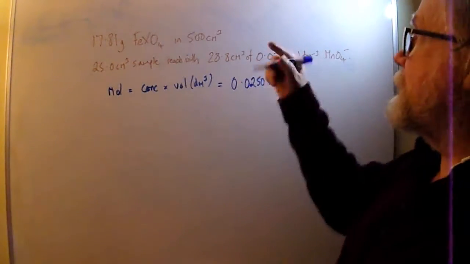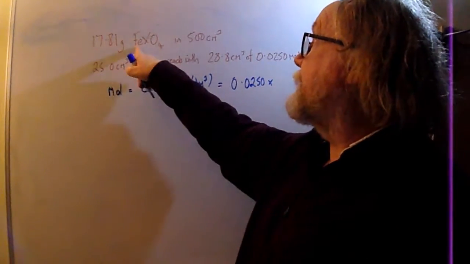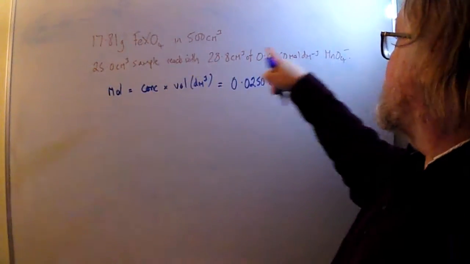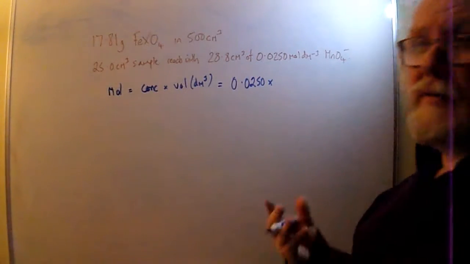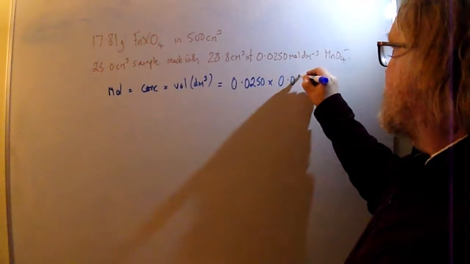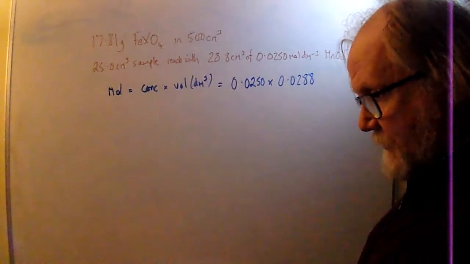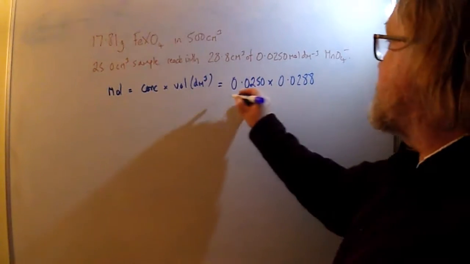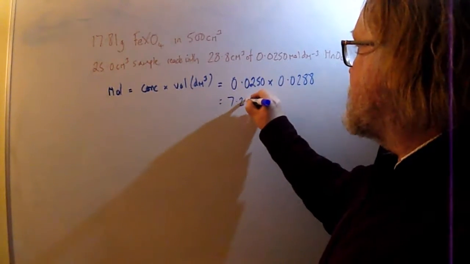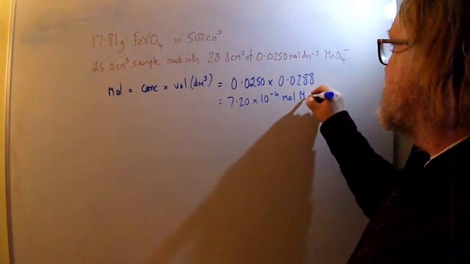It also gives us the volume. Obviously, make sure you get the right volume. It's 25 cm cubed of that, 28.8 cm cubed of the manganate. You've got to always double check you've got the volumes the right way around. So times 28.8 divided by 1000, remember, to put it into dm cubed, which is 7.20 times 10 to the minus 4 moles of MnO4 minus.